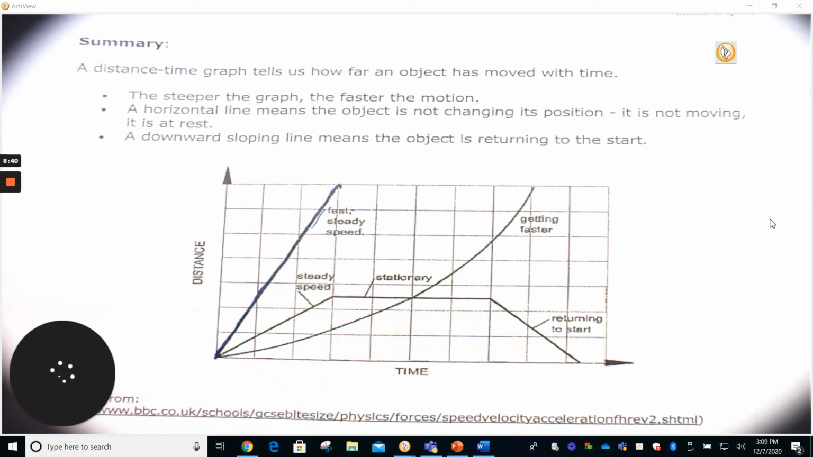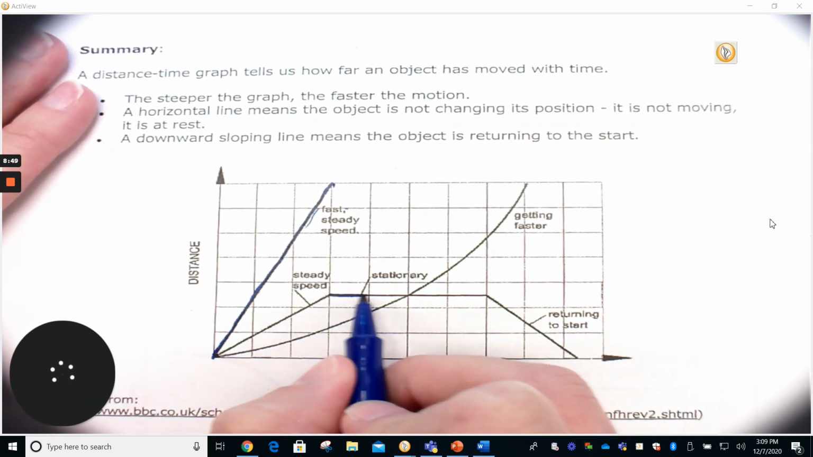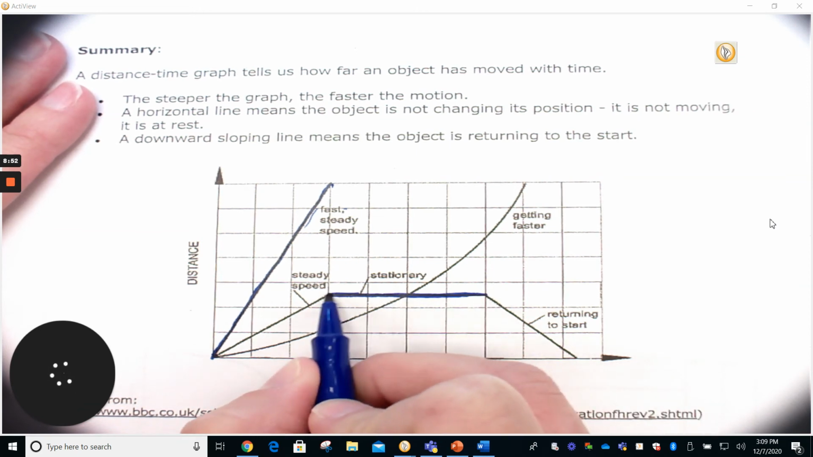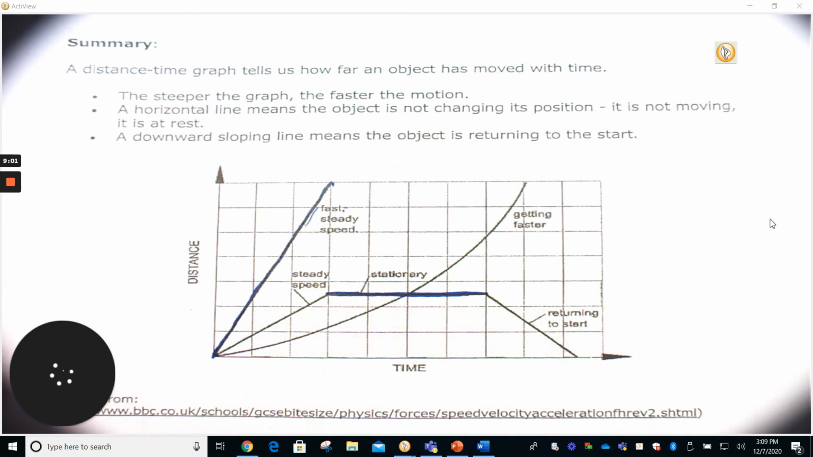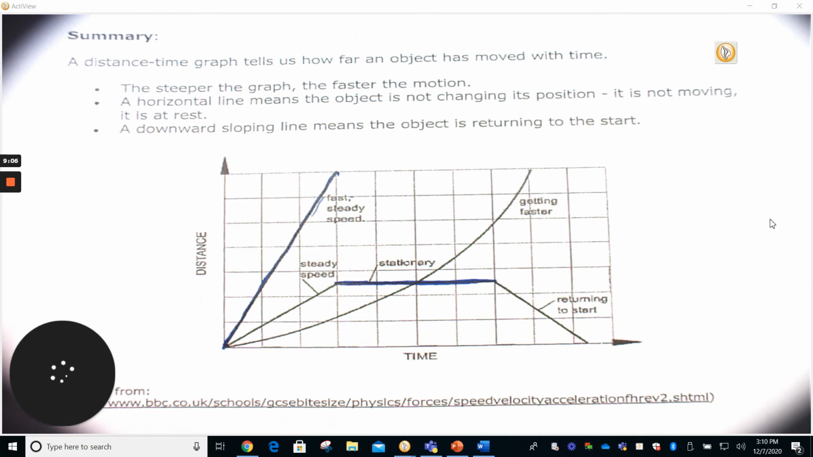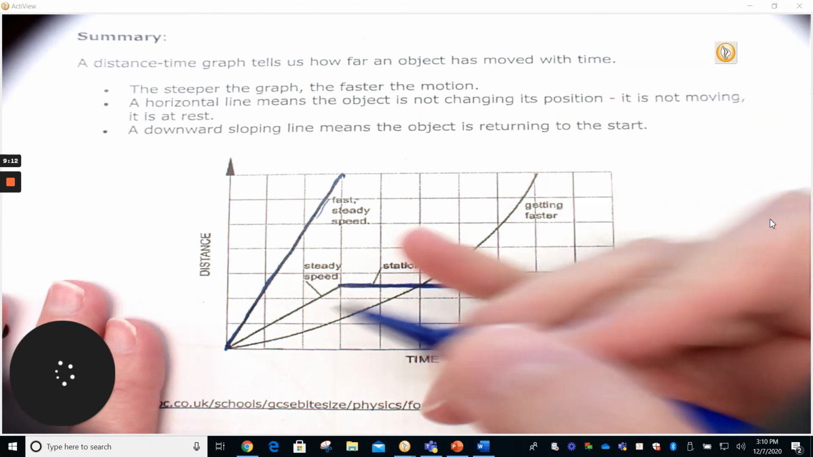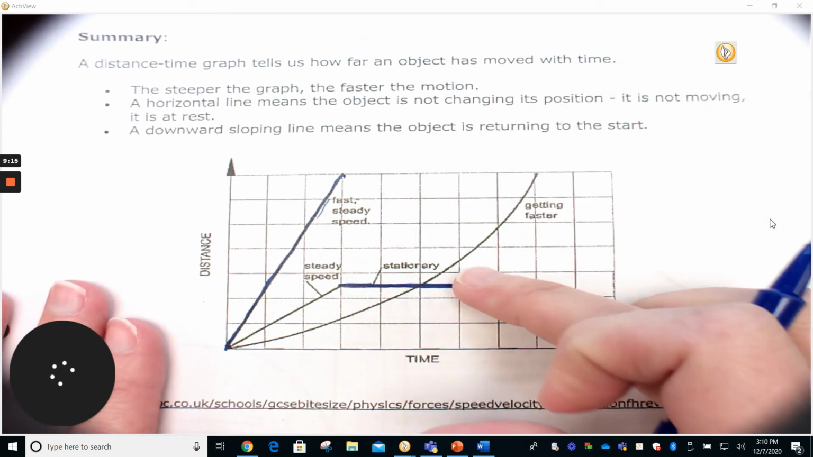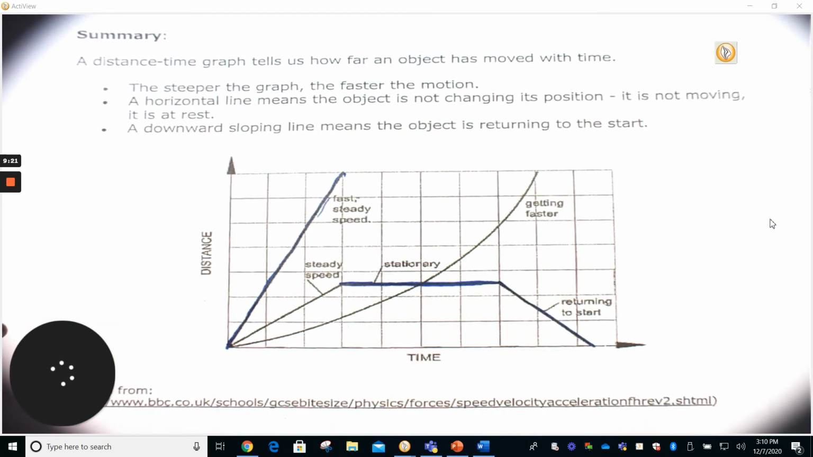A horizontal line means that an object is not changing position. It's not moving. It's at rest. So we can see that right here on this line right there. That is at rest, and we know that because that's that horizontal line. Remember the horizon, horizontal line, it matches up with this x-axis down here. That is at rest. A downward sloping line right here means, like this one right here, see how it's going downwards? These ones are all going up, but this one's going down. That means that they're returning home. They're returning to the start.